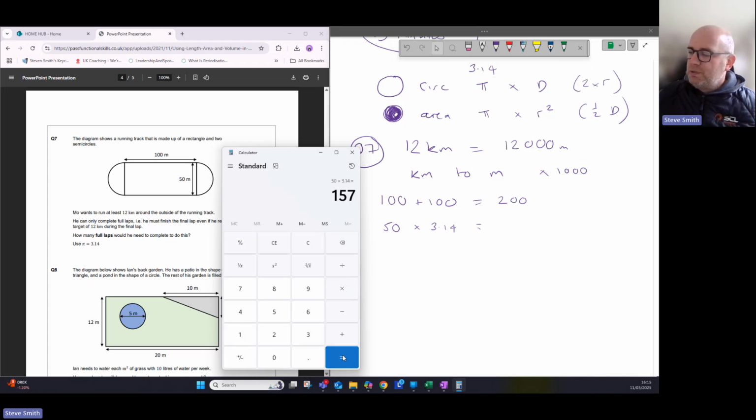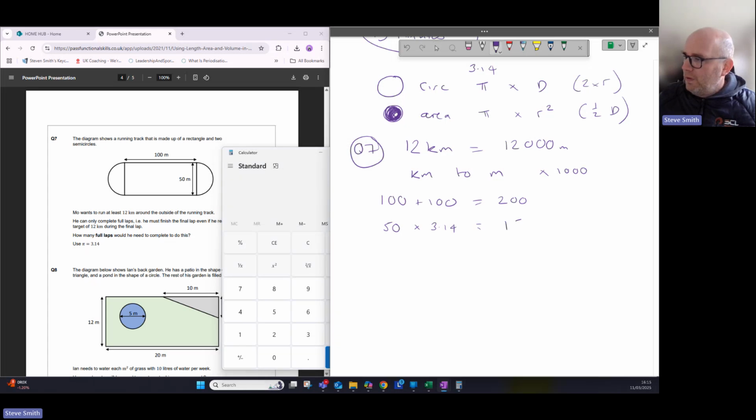So we've got 50 times 3.14, so 157 meters around those curves. So in total, for 1 lap, we've got 350, oh, I did my 5 the wrong way around. It was 357 meters, 1 lap.